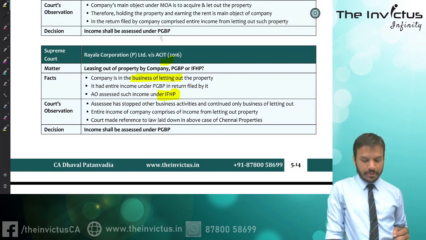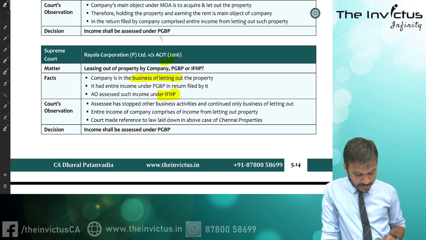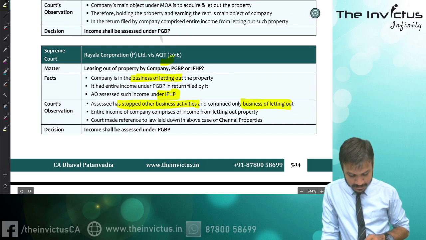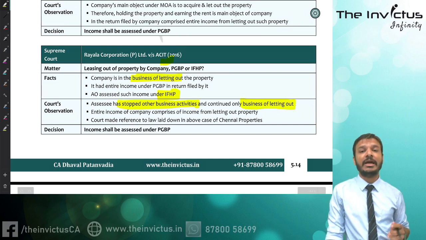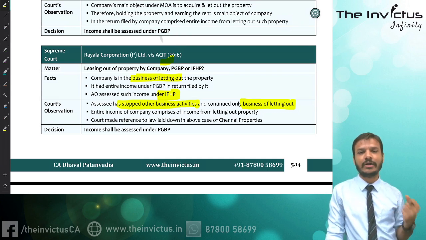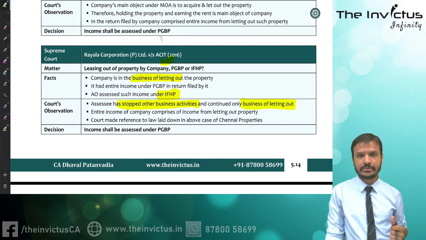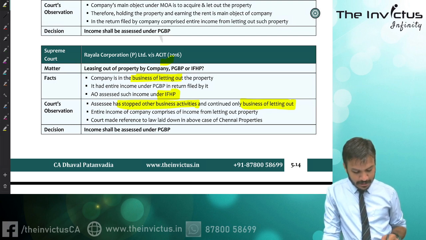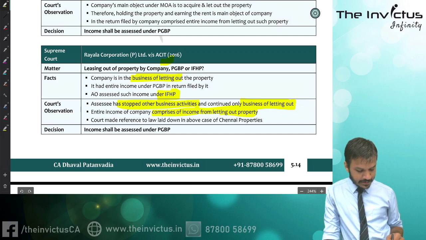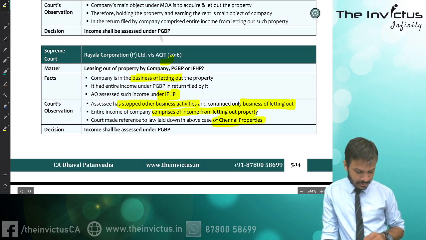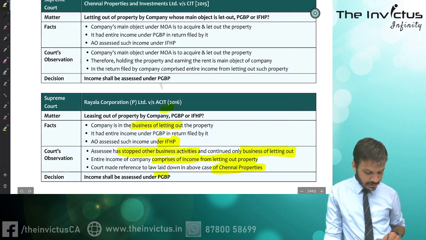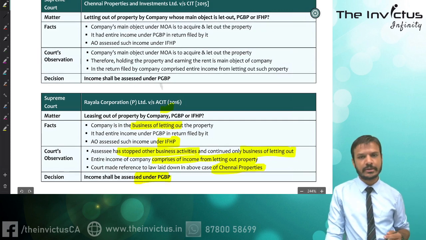What is the observation of the court? The court says the assessee has stopped other business activities and continued only the business of letting out. I said that my main, substantial activity should be what? If my substantial activity is letting out, then I can say that it's my business, right? The entire income of the company comprises income from letting out property, and the court made reference to the law laid down under the above case law, that is Chennai Properties. So the income shall be assessed under PGBP.